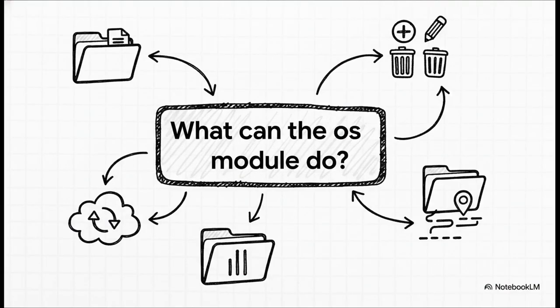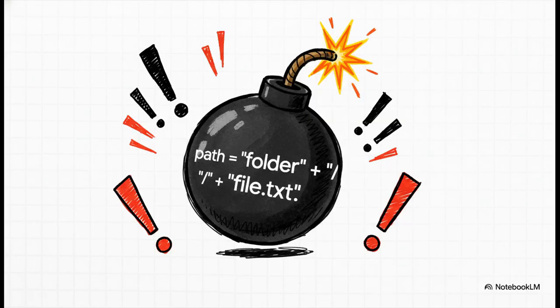So, what can you actually do with it? A ton. You can make new folders, delete old files, rename things, all with a single line of Python. You can ask, hey, where am I running from right now? And os.getcwd will tell you. You can peek inside a folder with os.listdir. And this is a big one. You can access environment variables. That's where you store secret stuff like API keys so you don't have to hard code them in your script. Super important.